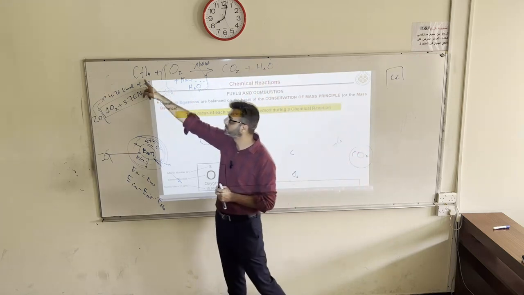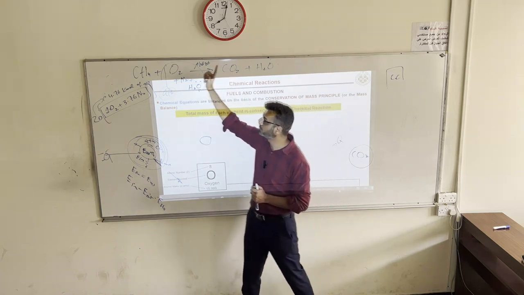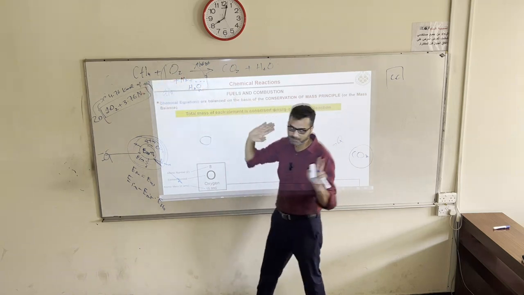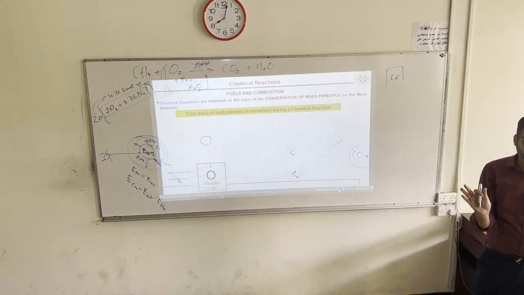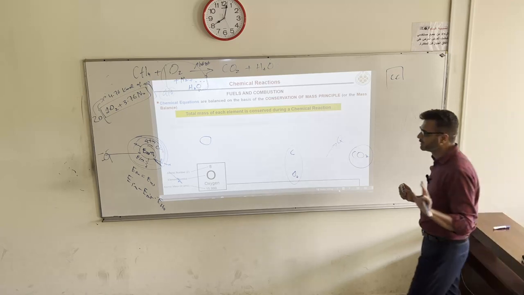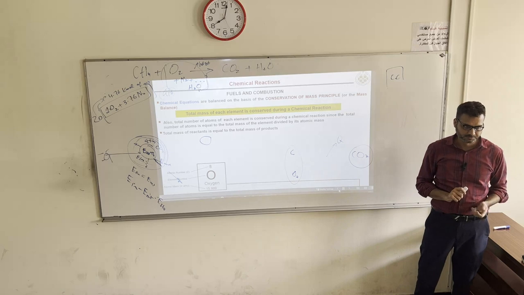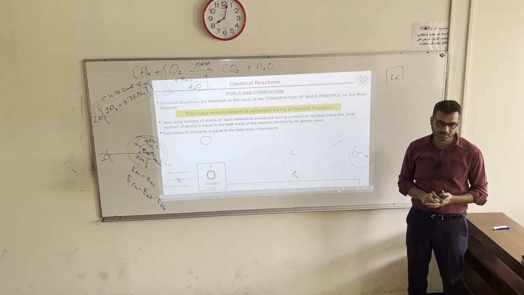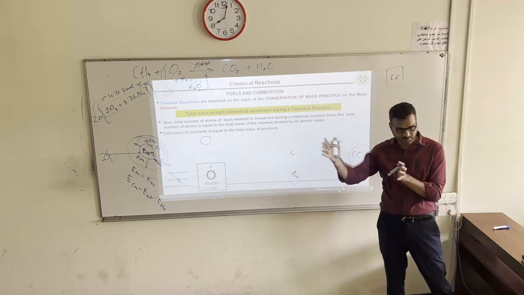Although here carbon was CH4, here carbon becomes CO2. But the number of atoms of C here and here will remain the same. So the number of atoms on both sides of the equation will remain the same. The total mass of every element on both sides, or the total mass, will remain the same. But what will change? Moles. Moles will not be the same on both sides. The total number of moles here may not be equal to the total number of moles here.